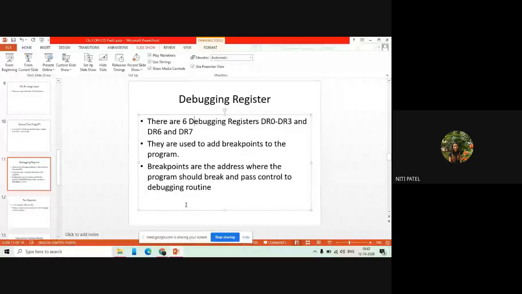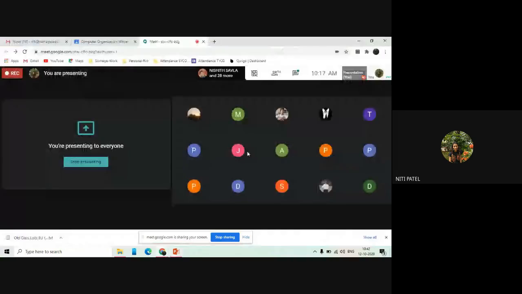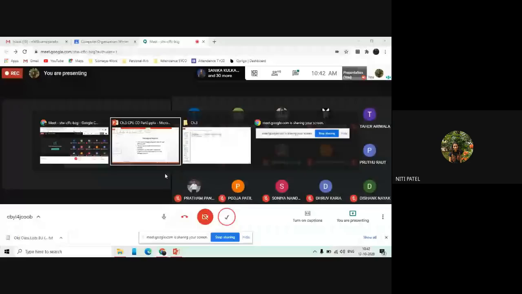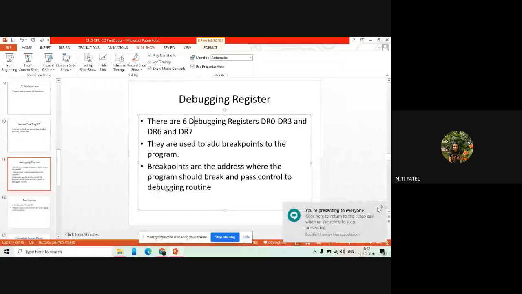So the function of this debugging register is to debug the program and add that breakpoint, so that whenever the problem is resolved, the execution will be started again from the breakpoint. Is this clear? Yes, ma'am. Yes or no? Okay. So what is the function of this register? It will be storing all the details of those breakpoints.